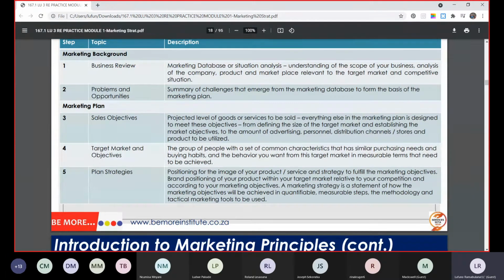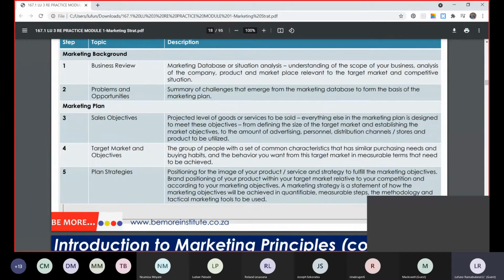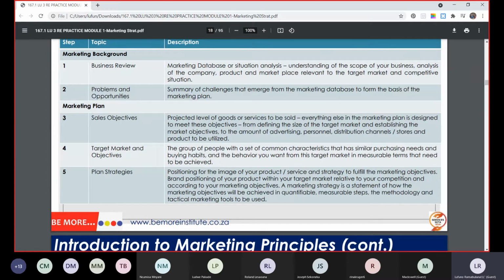Then we've got the fourth one, which is the target market and objectives: the group of people with a set of common characteristics that have similar purchasing needs and buying habits. So this one I'll repeat. It's a group of people who will have similar purchasing power, purchasing needs, buying habits, and the behavior you want from that target market in measurable terms. So objectives have to be SMART. We need to be able to measure that in numbers, to say how many people we are looking at.